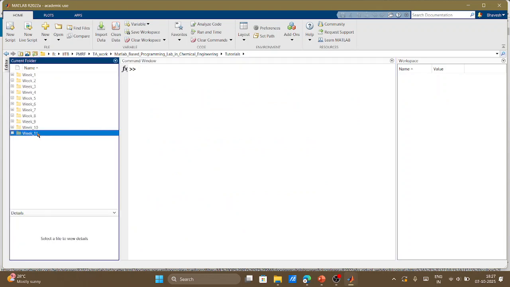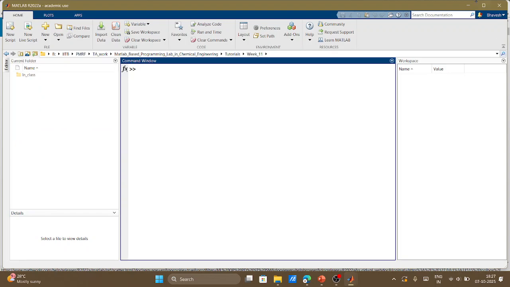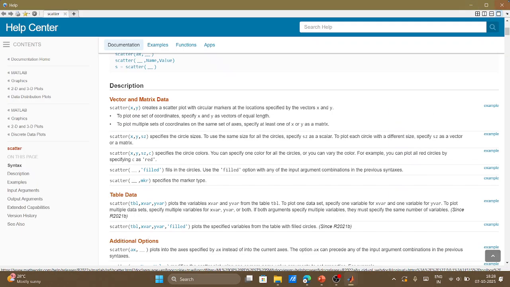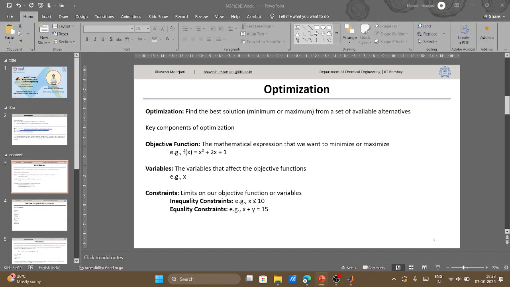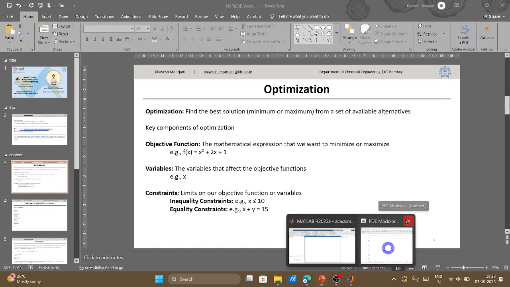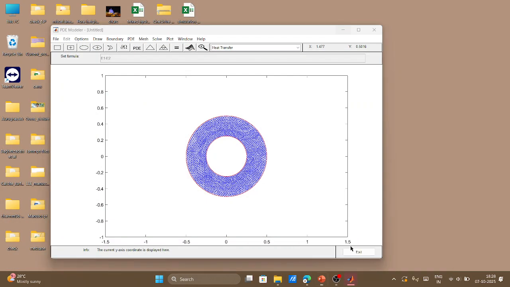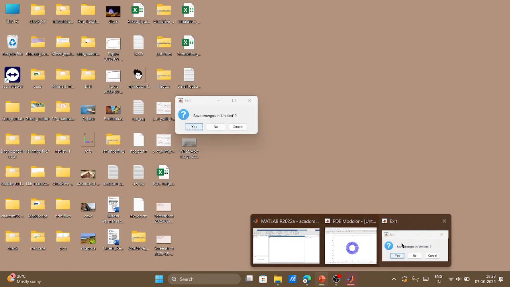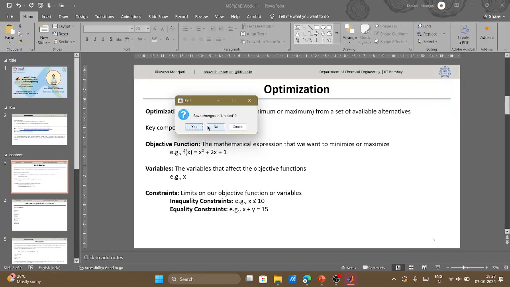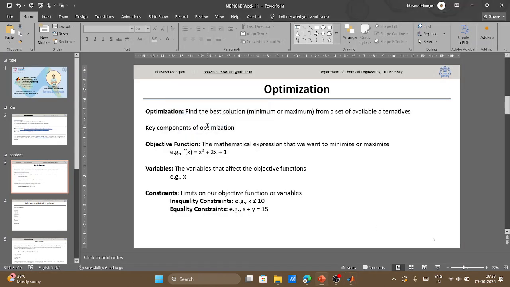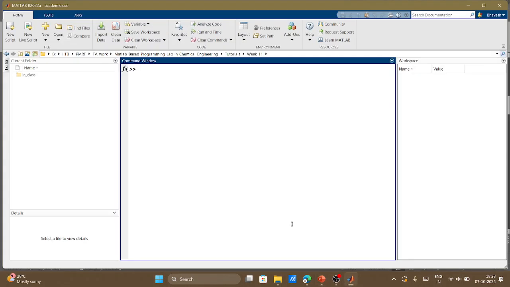Now let's move forward with today's topic, which is the optimization part. We won't be doing any PDE problems today. I think the previous examples were sufficient for you to start with. You can do various experimentation, some trial and error, to understand the PDE modeler more on your own.